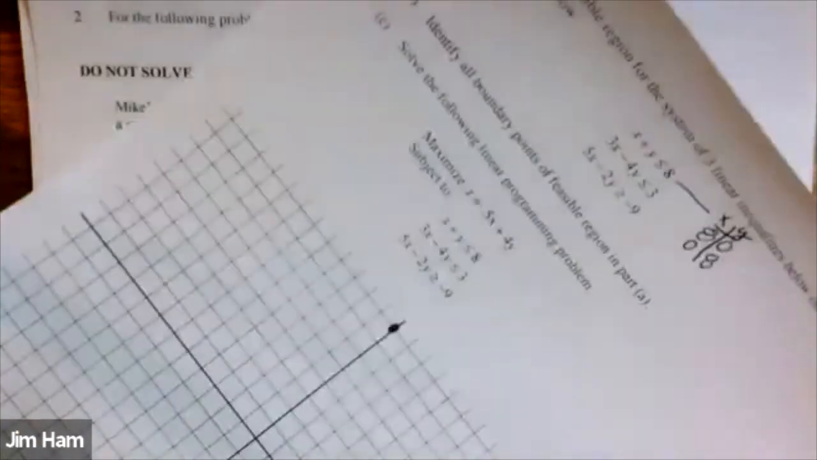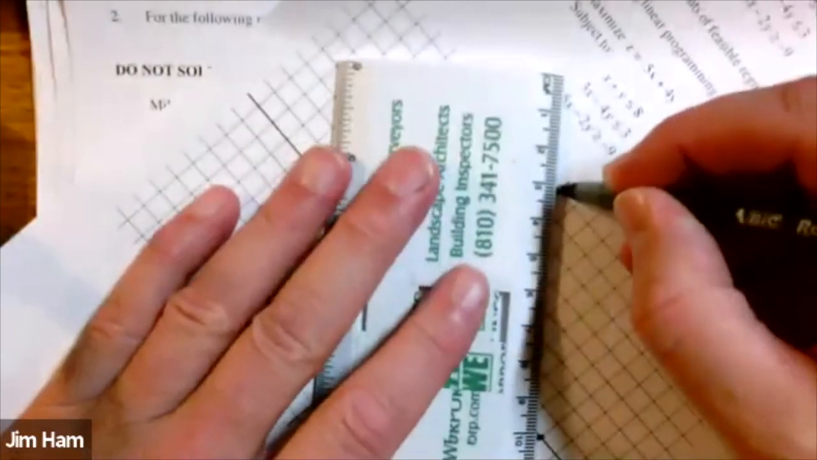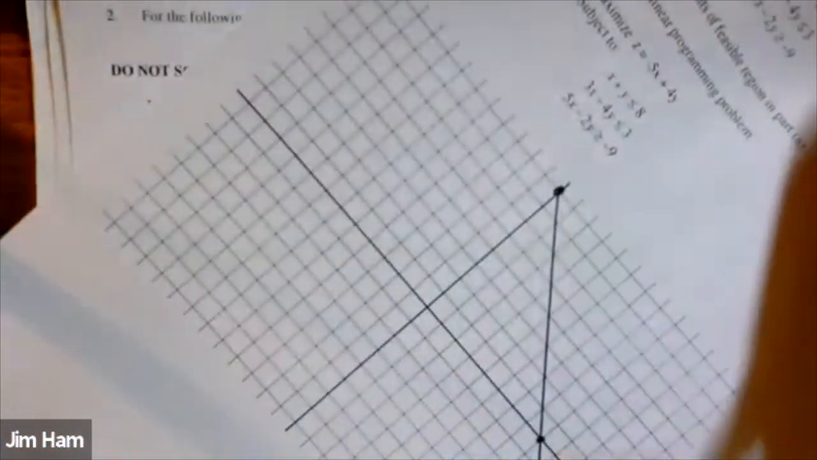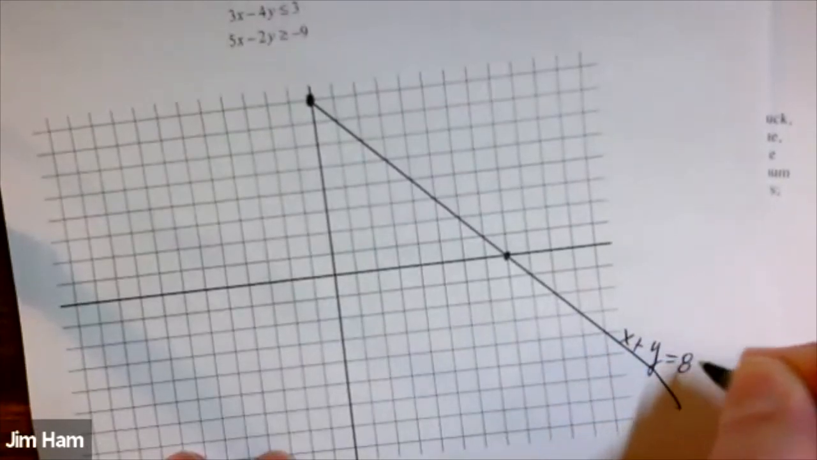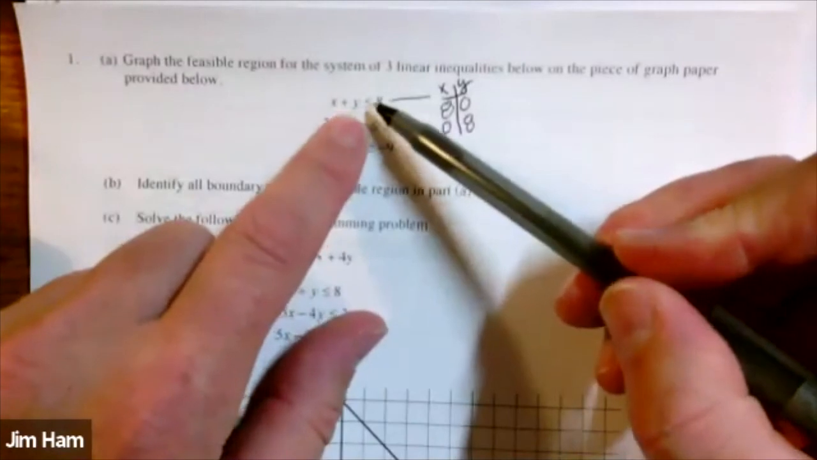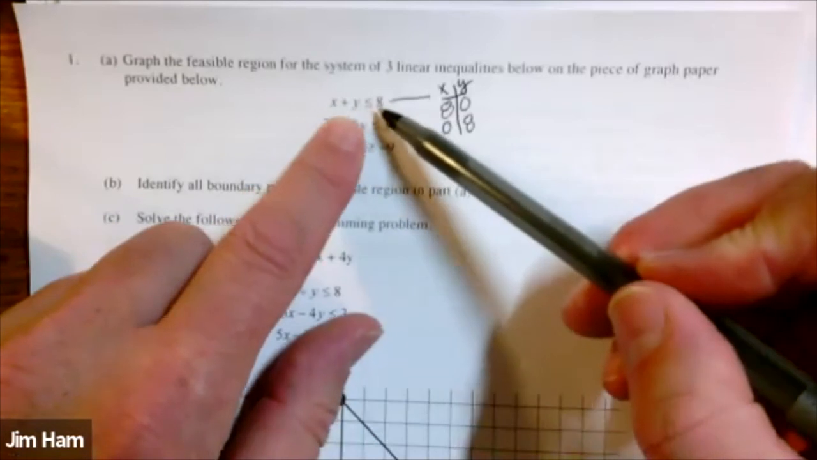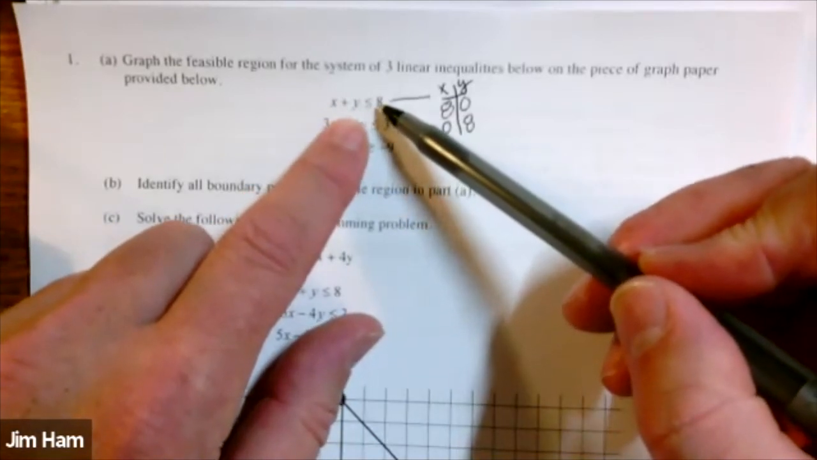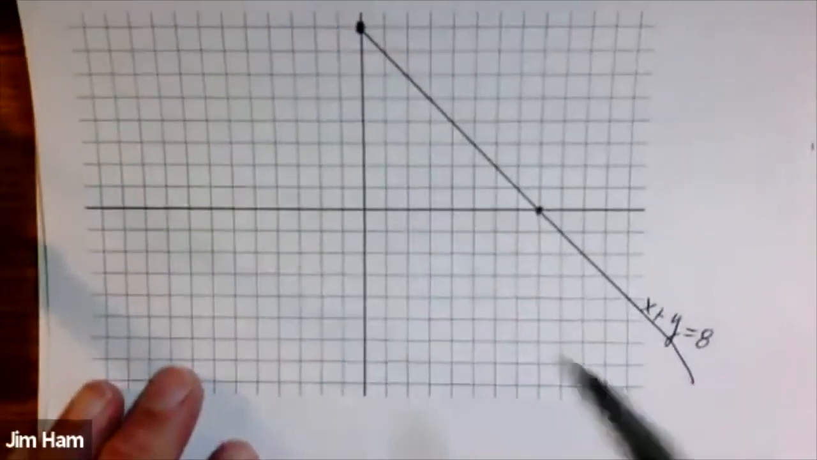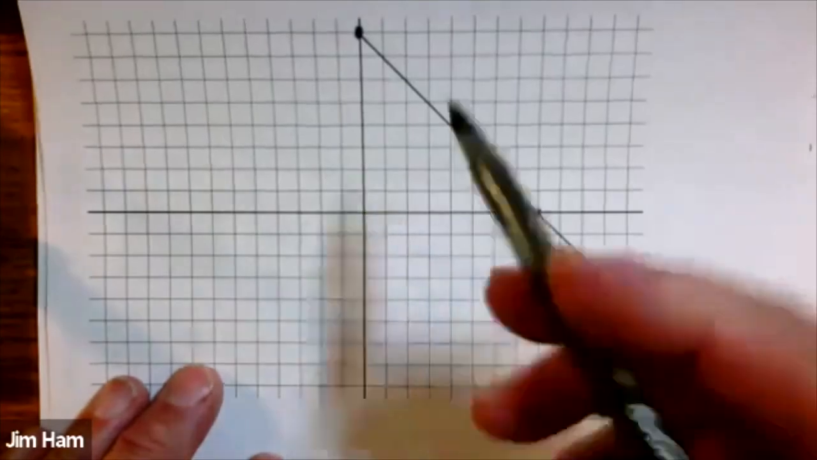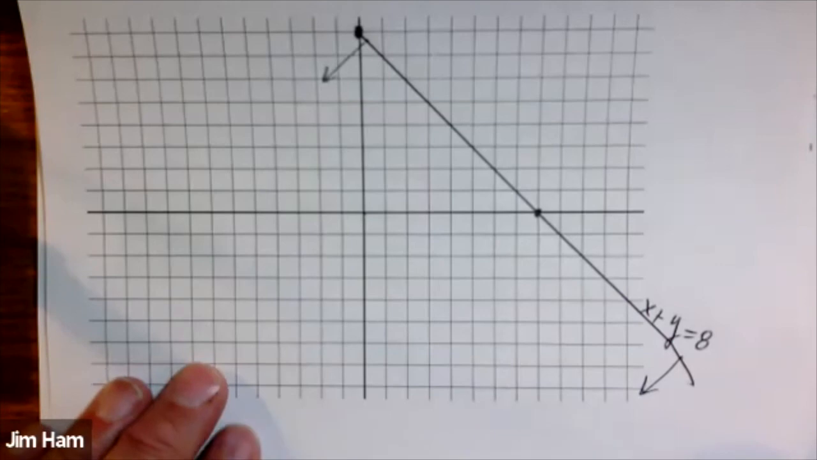So here's the first line. Graph it. And at some point, I will label it x plus y equals 8. I'll notice that 0, 0 would work in this inequality because 0 plus 0 is indeed less than 8. So I'm going to shade toward 0, 0. Well, if this is my graph and 0, 0 is down there and it's a solution, I want to shade underneath. So I'm going to shade underneath that line.